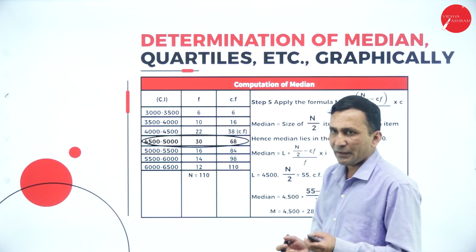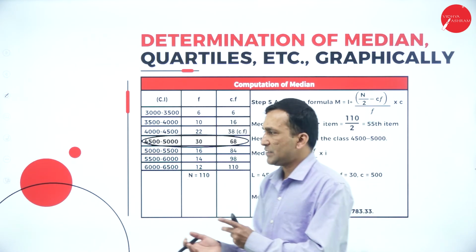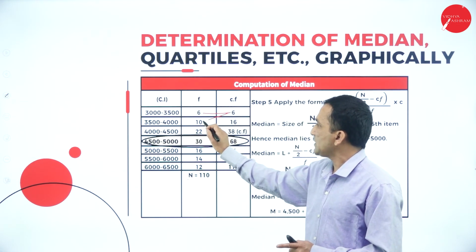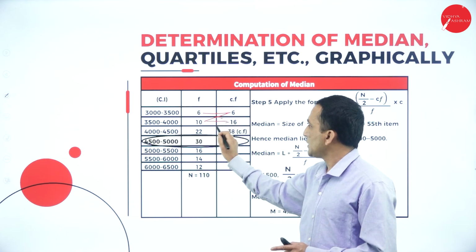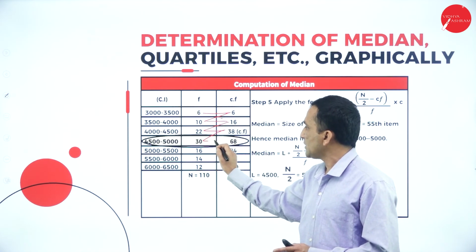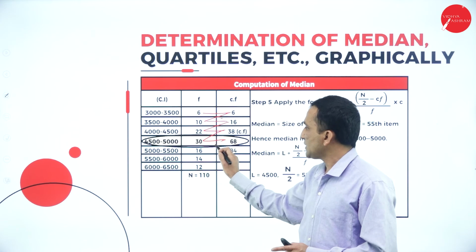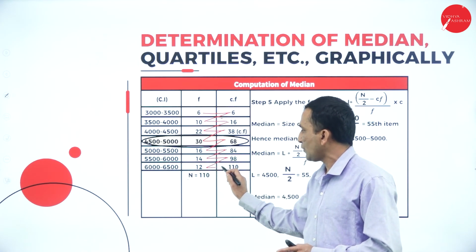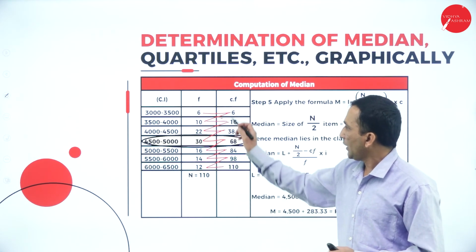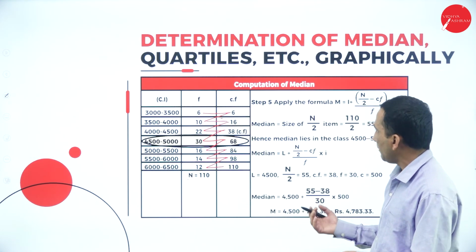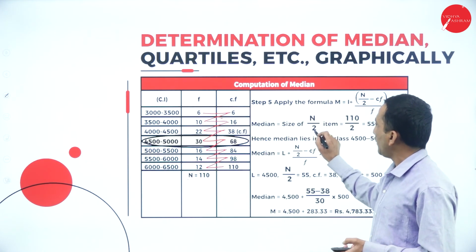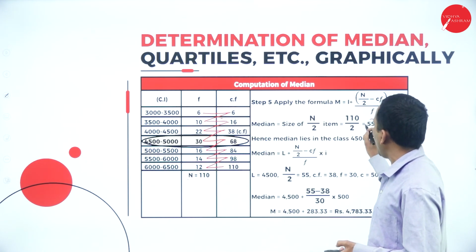The first step is to convert to cumulative frequency. Now find the cumulative frequency. 6 as it is, 6 plus 10, 16, 16 plus 22, 38, 38 plus 30, 68, 68 plus 16, 84, 84 plus 14, 98, 98 plus 12, 110. Okay, now the first step is completed. Now second step, find the value of n by 2. N by 2 we are getting 55.